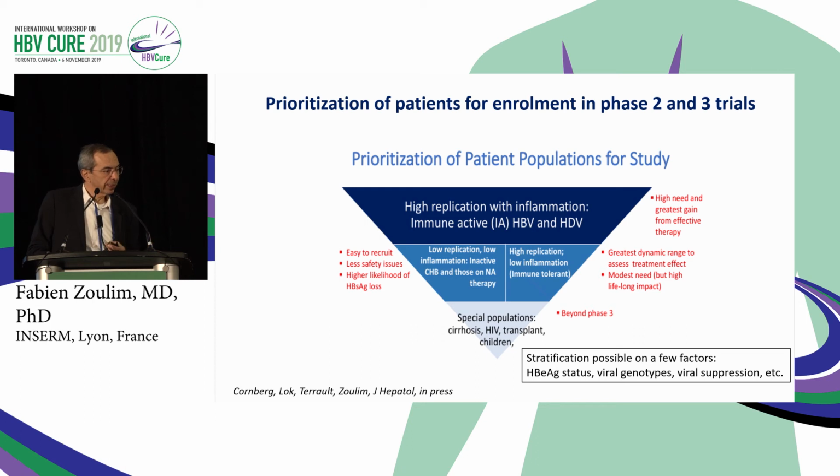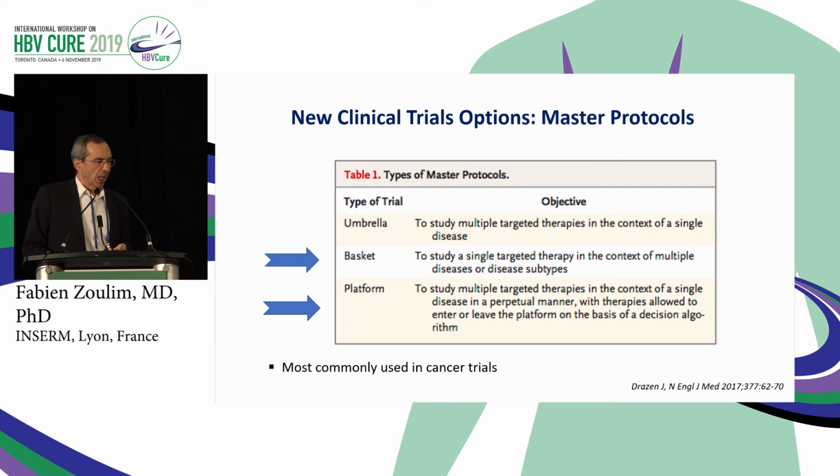The low replication group, as we just said, the NUC-suppressed patients, are important, at least in the early stage of clinical development, because there are fewer safety issues in that population. All the other groups, like cirrhotic patients, HIV, transplant patients, children, would come really after that. And there were questions regarding stratification, but we have to be really realistic in early phase development. We have to stratify on very few factors, otherwise the size of the trial would be much too large.